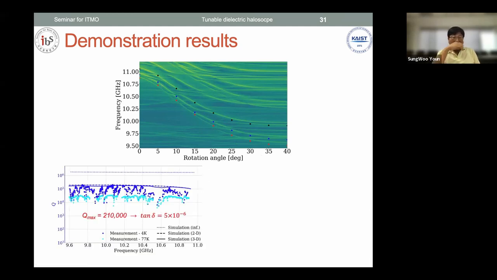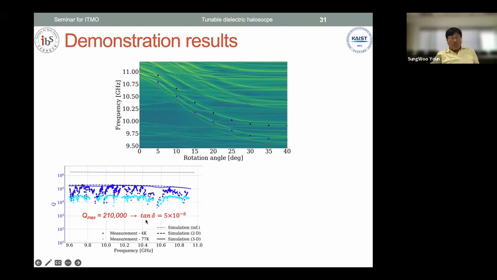And then we also measured the quality factor of those modes. Here, the X is the measurement in a liquid nitrogen environment, and the blue corresponds to the 4K measurement. And then there are three other curves coming from the simulation. The dotted one is infinite, a periodic structure, which I showed you in the two-dimensional study. Then here we get down to the two-dimensional, and the three-dimensional is that one.